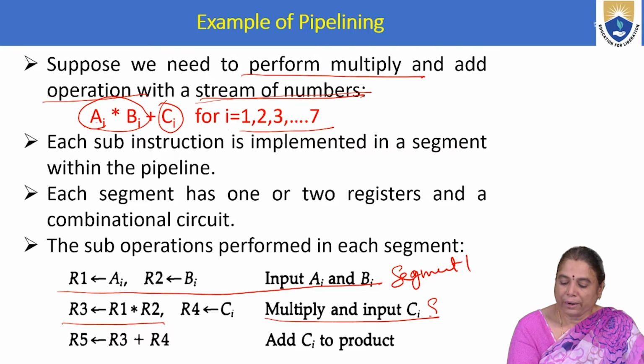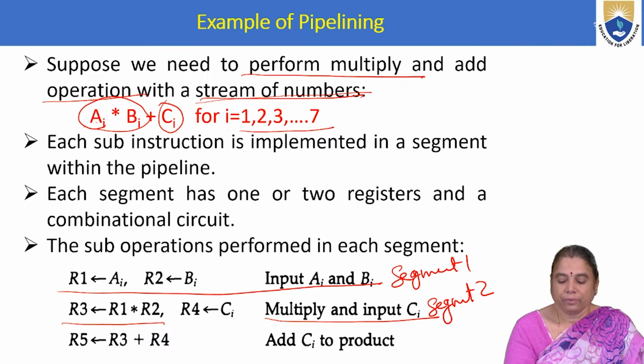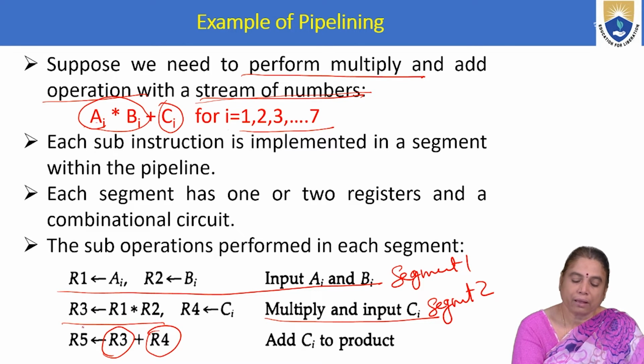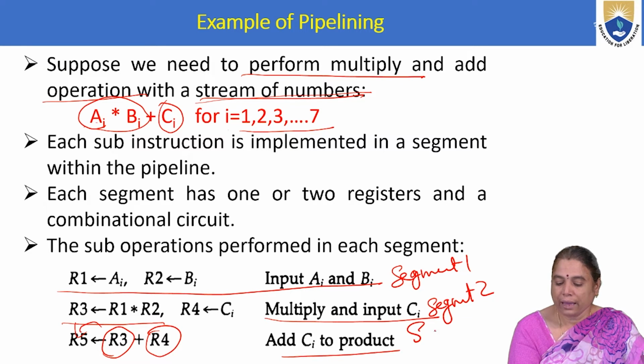This is segment 2. And segment 3 is adding this C to the product. So the product is stored in register R3. It can be added to R4 and the sum can be stored to R5. So this is the segment 3 operation.